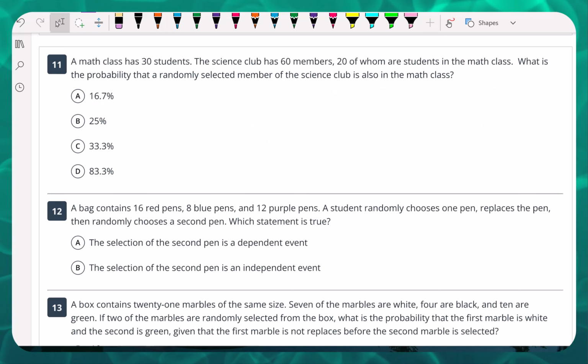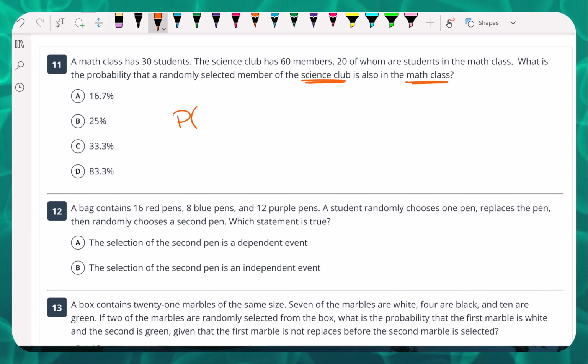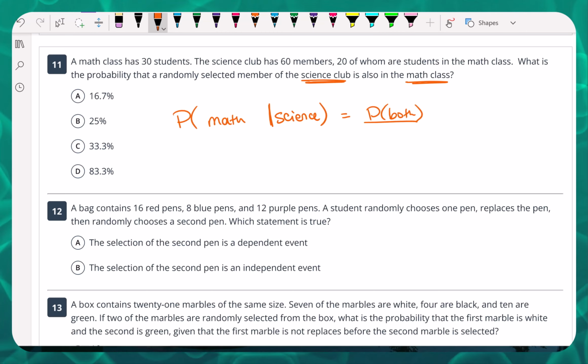Okay, question 11, if you notice, is worded very similar to the last question. It says, what's the probability that a randomly selected member of the science club is also in math? So I'm going to write the probability that they are in the science club is also in math. So all you have to do is find the probability of both divided by the probability of your condition, which is science.